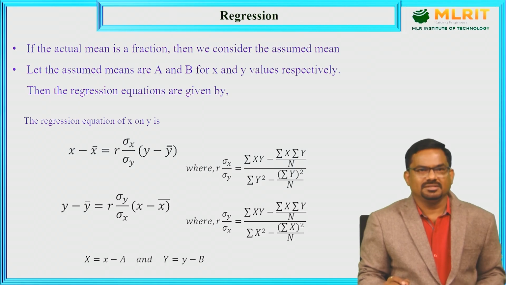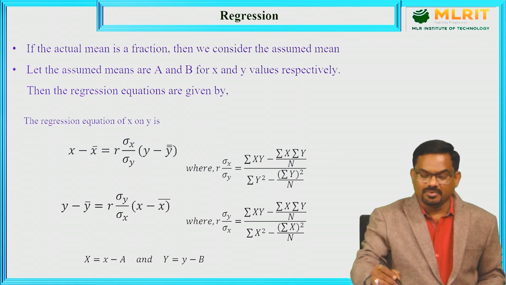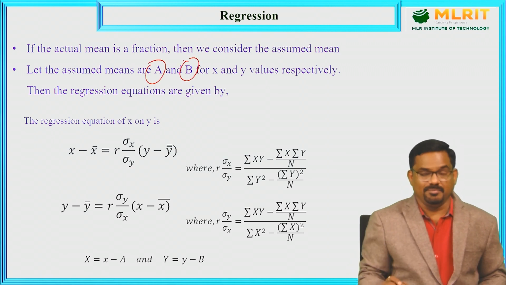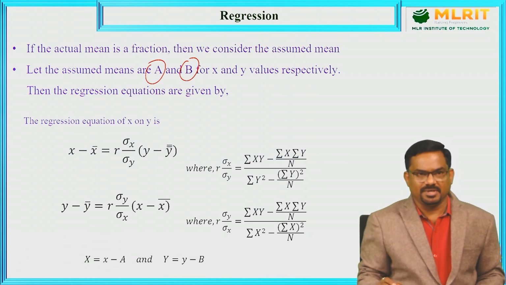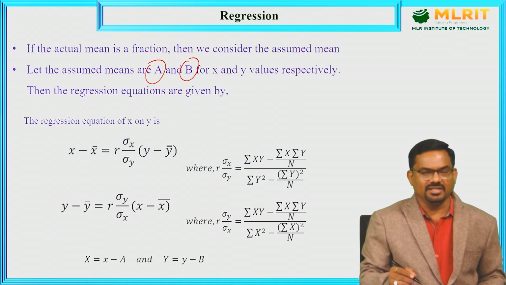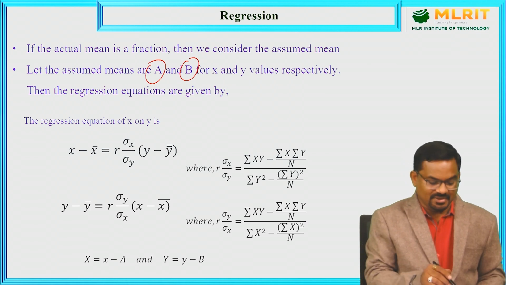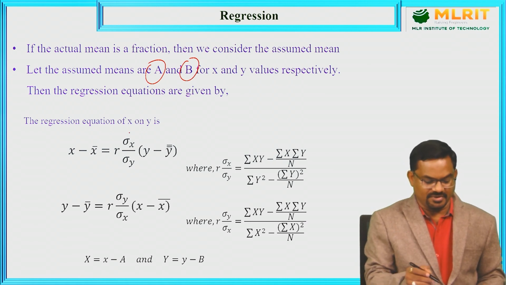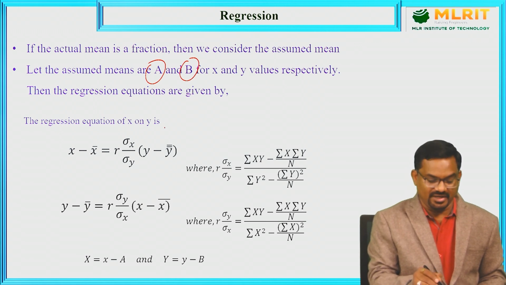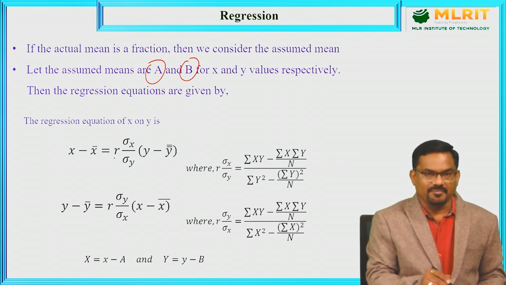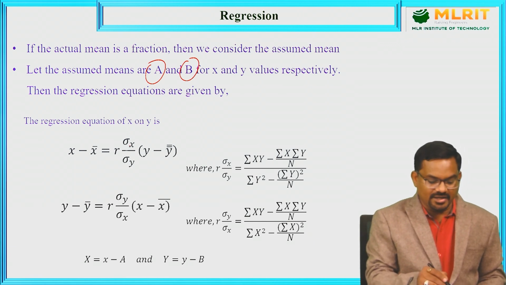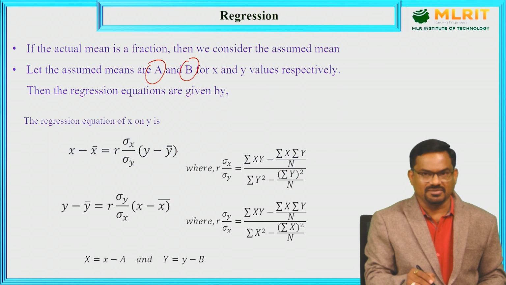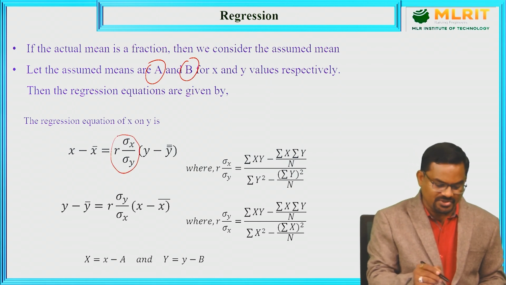If the actual mean is a fraction, then we consider the assumed means, and let us denote the assumed means by capital A and capital B. These are the assumed means of x and y values respectively, and the formulas to find the regression equations are as follows. There are two types of regression equations. One is the regression equation of x on y: x minus x bar equals r into sigma x by sigma y, into y minus y bar, and this is the regression coefficient bxy.